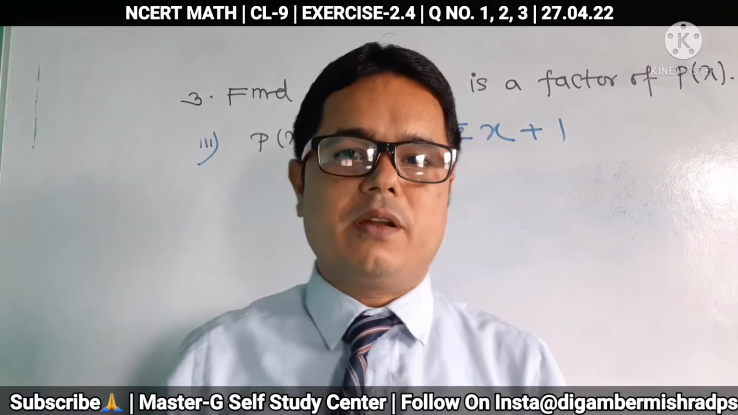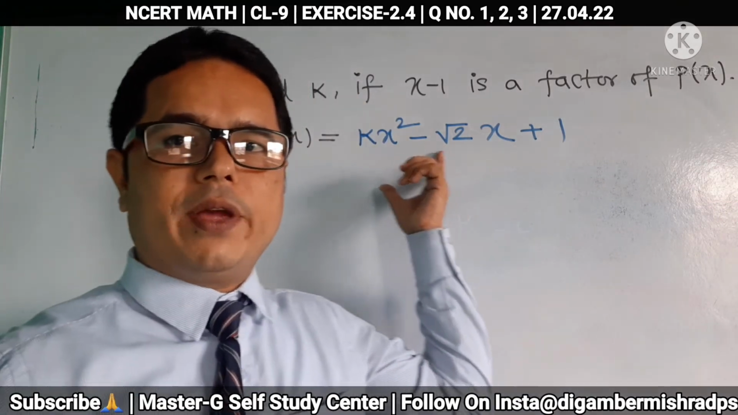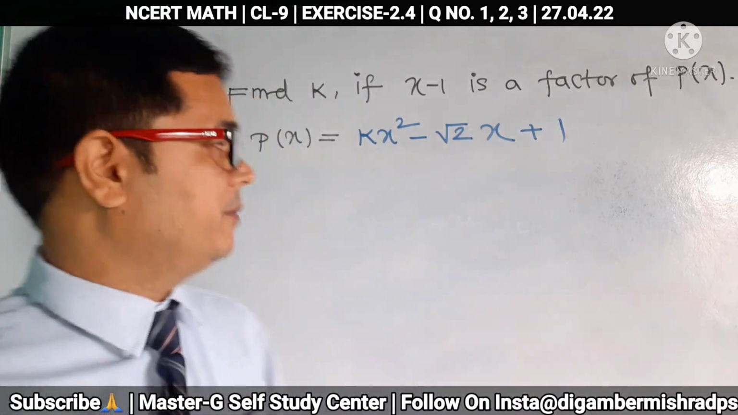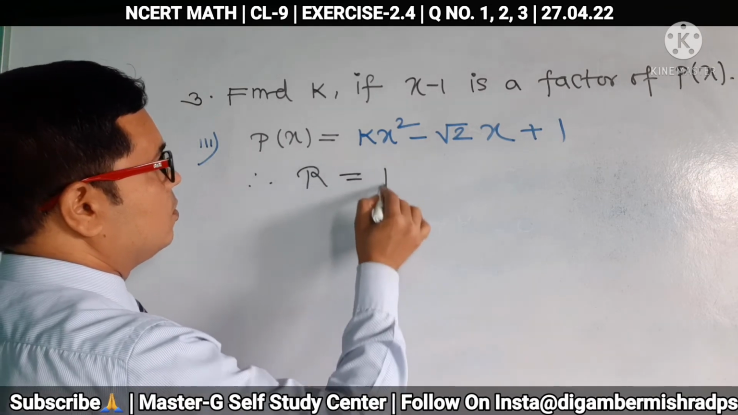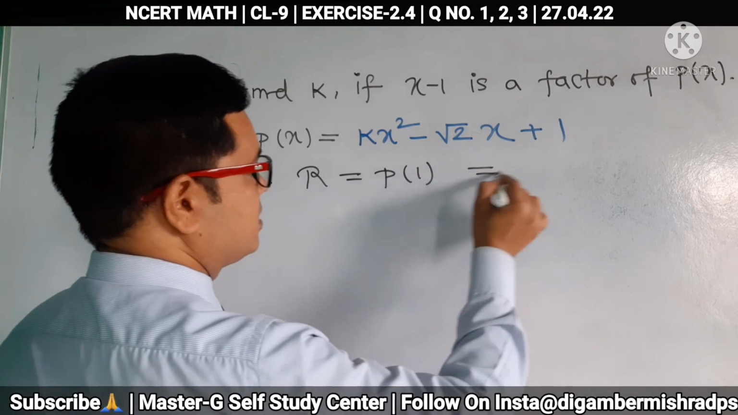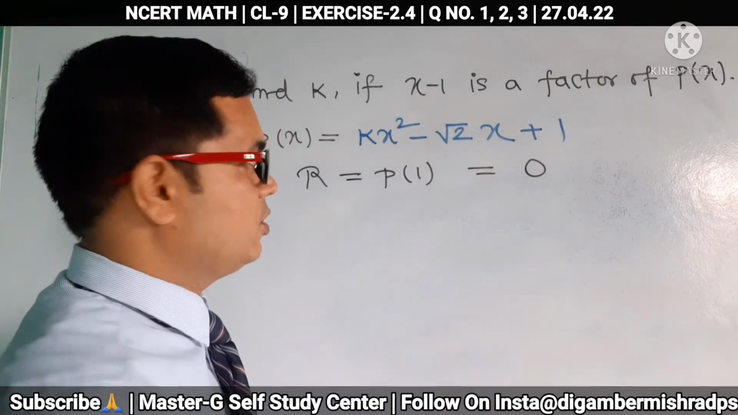Next is question number 3. Here the polynomial is given, this one, and we are going to find the value of k in the same way. So remainder is equal to p(minus 1) and this is equal to 0, because it is a factor of this, so the remainder will be 0 only.